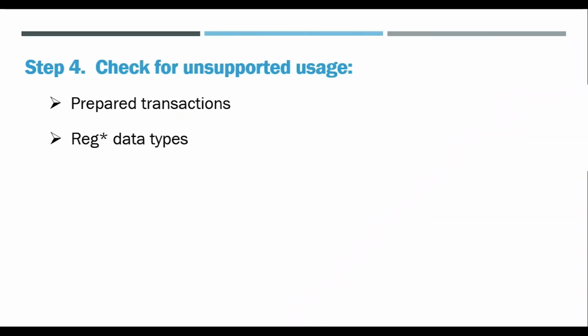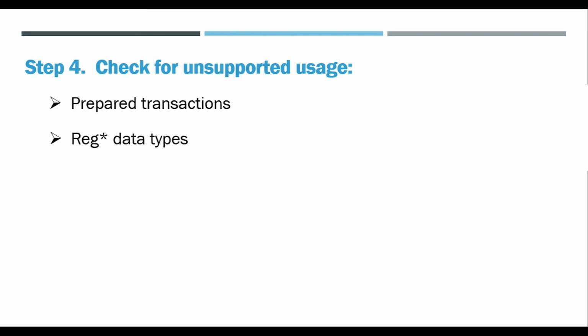Next, we need to check the reg data types. Remove all uses of the reg data types before attempting an upgrade. You can't upgrade the reg data types. The pg_upgrade utility can't persist this data type, which is used by Amazon RDS to do the upgrade.